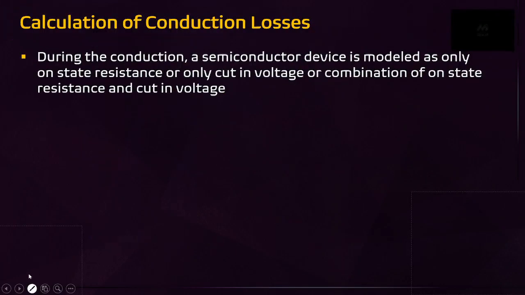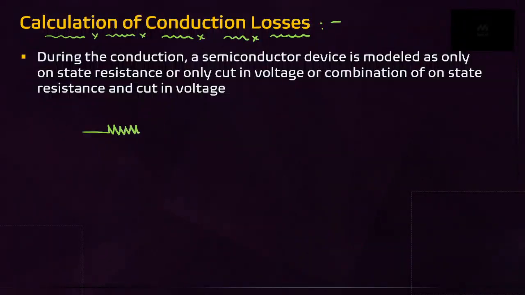One more fundamental concept with respect to devices: how to calculate the conduction losses of any device, friends. We know that if any device is conducting, a semiconductor device is modeled in different ways. It is modeled as only on-state resistance. Let it carry the current of I. It is modeled as only voltage drop. Let the voltage drop be VD. Let it carry the current of I.